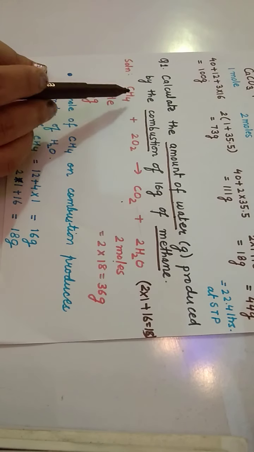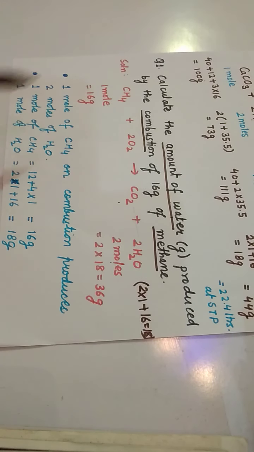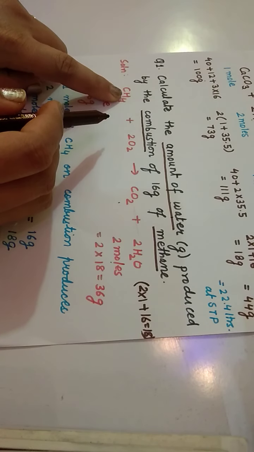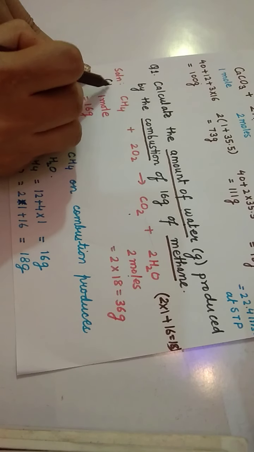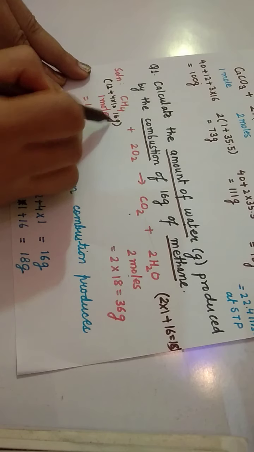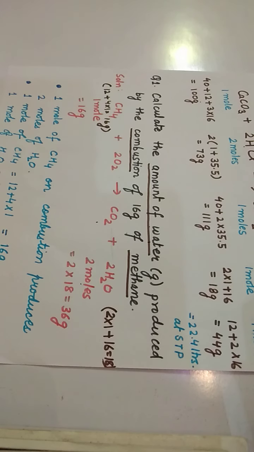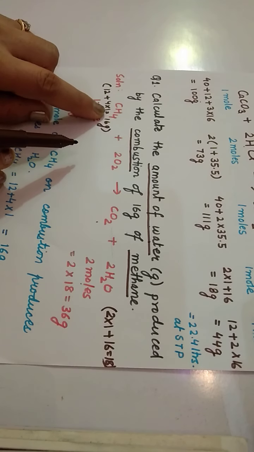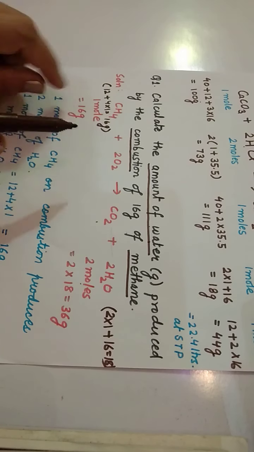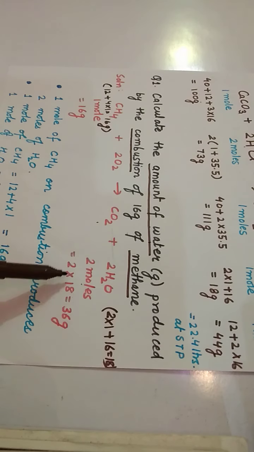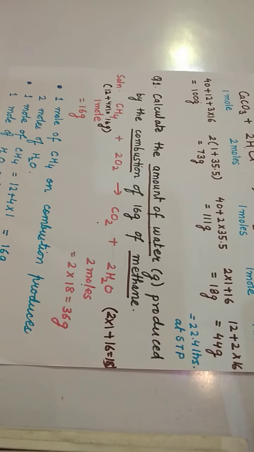Now children, for methane also it is written 16 gram of methane. If you find out the molecular mass of methane, then for carbon it is 12 and for hydrogen it is 4 into 1. Children, I write here for your convenience: 12 plus 4 into 1. It came out to be 16 gram. So 16 gram of methane on combustion produces how much amount of water? 36 gram of water.